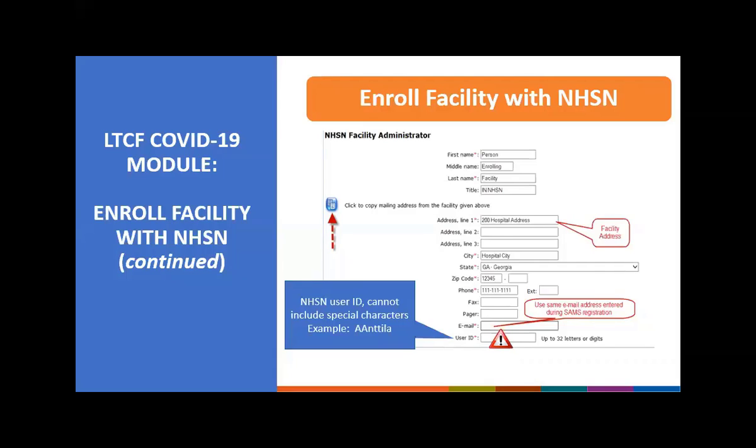I recommend something that you're going to remember. For example, my user ID is just my first initial and my last name, no special characters, no periods or anything. It's just A Antilla. So just put a user ID that, it could be your dog's name. It could be whatever you want, but it can't be more than 32 letters or numbers and no special characters.